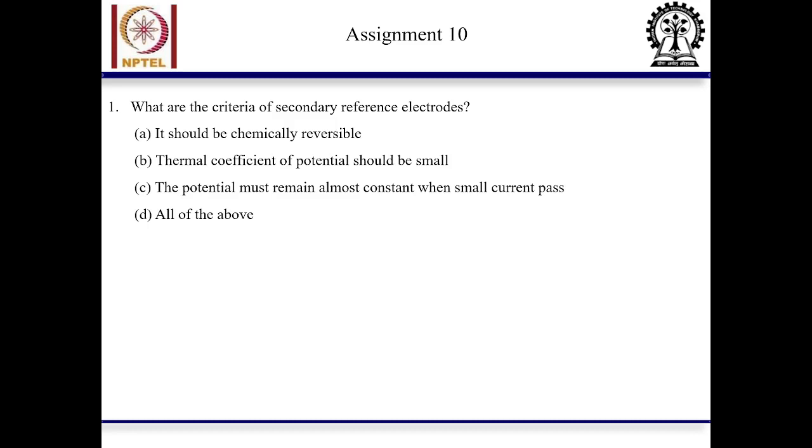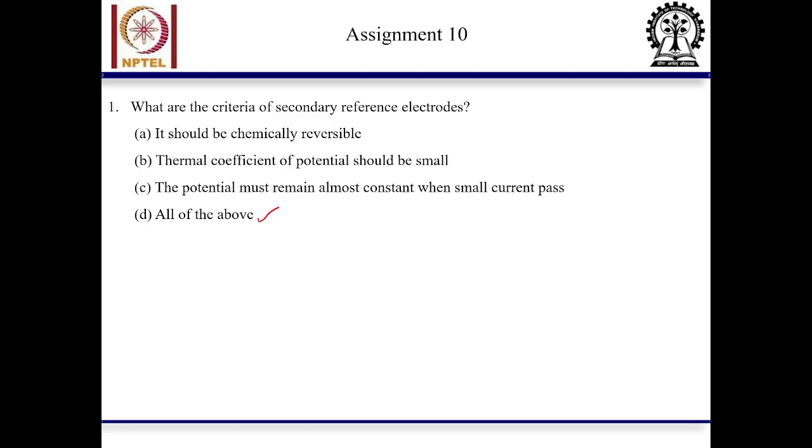Any other opinion? Okay, so the answer is D. So I will explain why that answer D is correct for this.